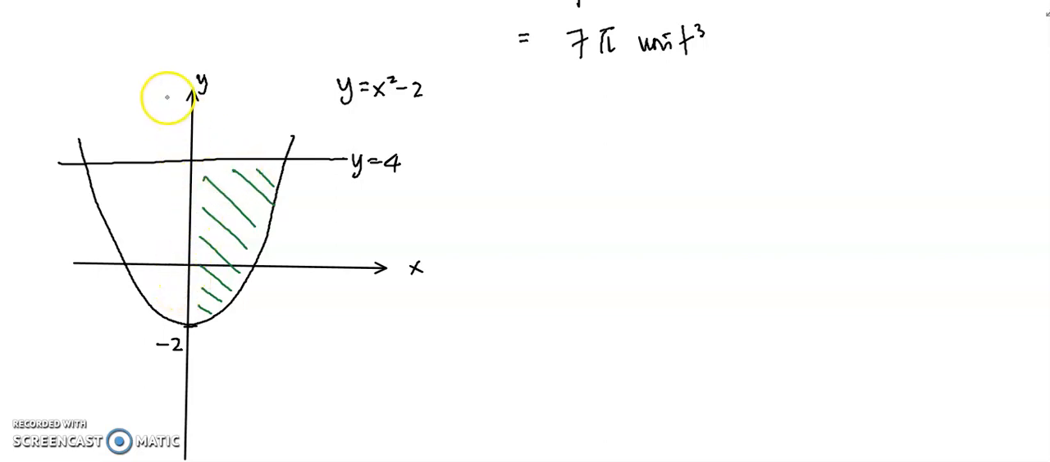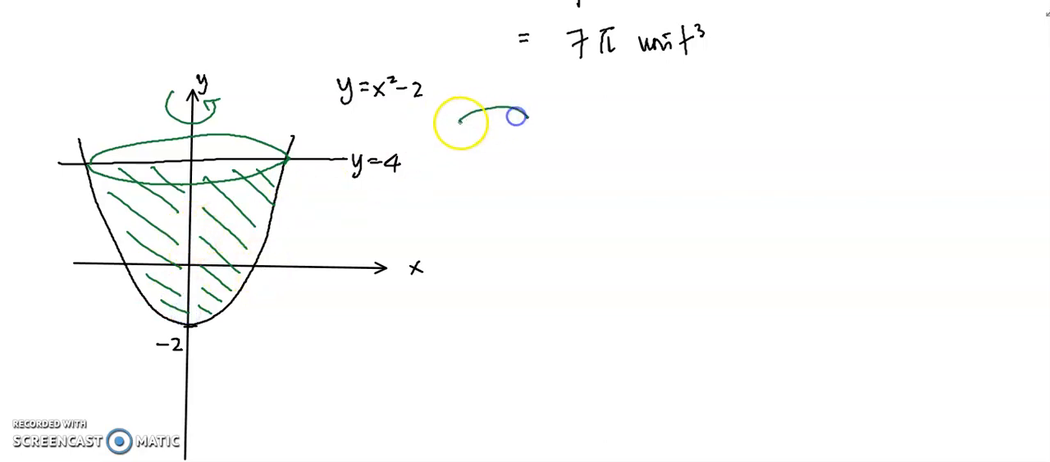When this piece of the region rotates about the y-axis for 360 degrees, you will get this solid. Just sketch the eye shape. You will get a solid like this. The solid that you want is all this, just like a cap. This is your axis of rotation, the y-axis.